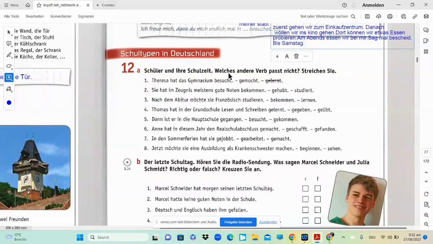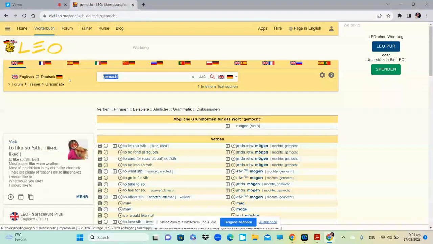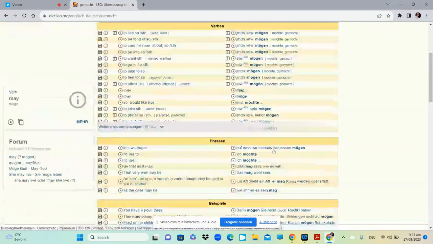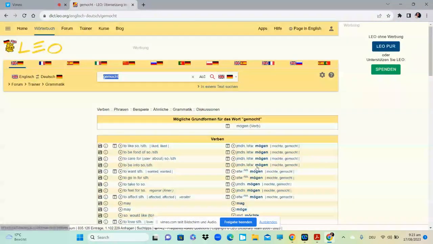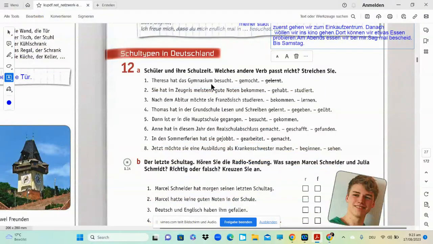Schule und ihre Schulzeit. Welches andere Verb passt nicht, streichen Sie. Okay, Teresa hat das Gymnasium besucht oder gemocht oder gelernt. So gemocht. Let's just search for the meaning. Gemocht is to like. Yeah, mögen. Correct. So this becomes mögen, möchte oder gemocht. This is indeed your modal verb. A part of möchte is the modal verb, but you also have to consider the participle zwei of this particular mögen verb.